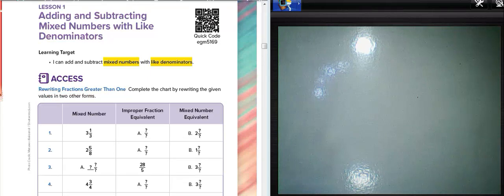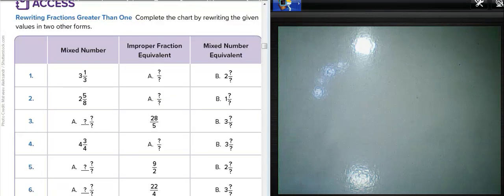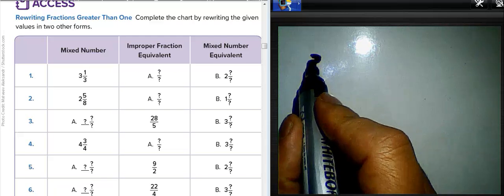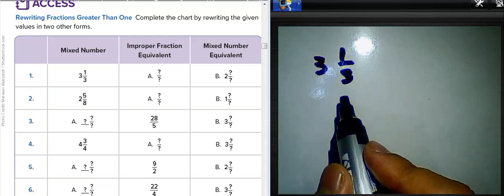Mixed numbers with like denominators. Adding and subtracting mixed numbers with like denominators. Learning target: I can add and subtract mixed numbers with like denominators. Look with me here. 3 and 1 third. We call it a mixed number.